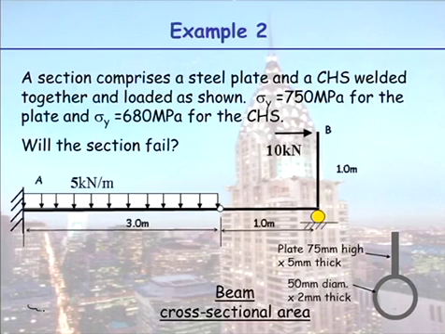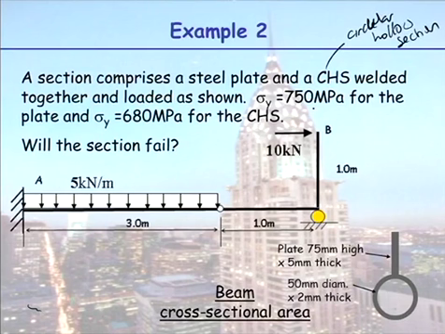Okay, let's get going on this. So with this next problem, the question tells you that the section comprises a steel plate here, welded to a CHS, which, if you don't know, is a circular hollow section. I can't spell. And it's loaded as shown. They give us the yield stress of 750 and the yield stress for the circular hollow section. So they are both different. And the question is, will the section fail?